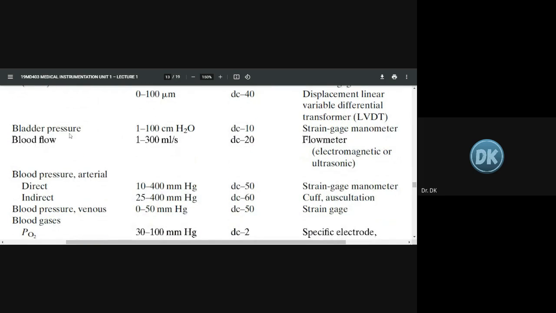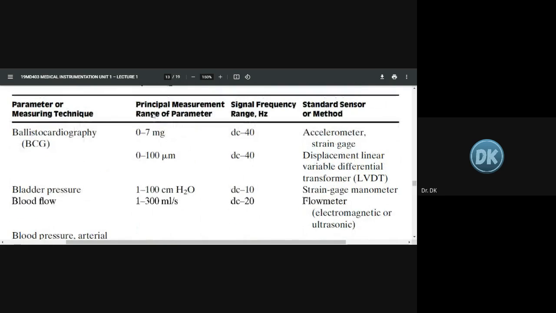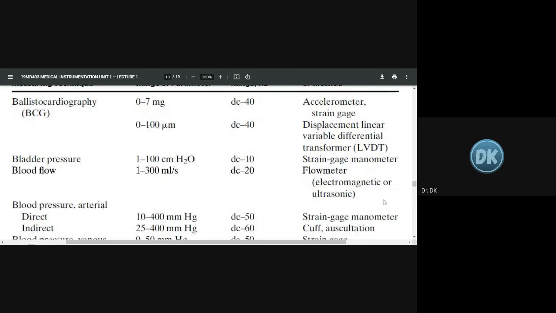Second one is bladder pressure. So to measure the bladder pressure, which is your urinary bladder, what is the range of the parameter? It is 1 to 100 centimeter H2O, and the signal frequency is DC to 10 Hertz. So the frequency unit here is Hertz. Okay. So it is measured using a strain gauge manometer.